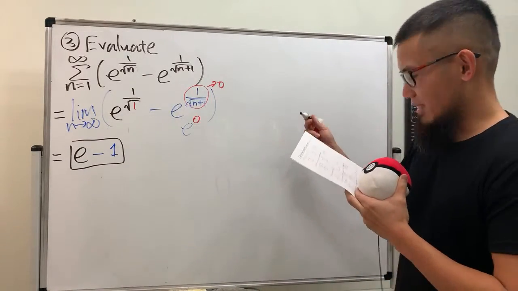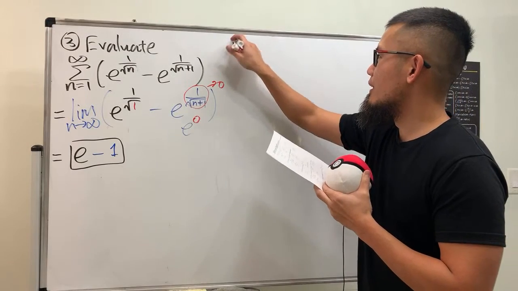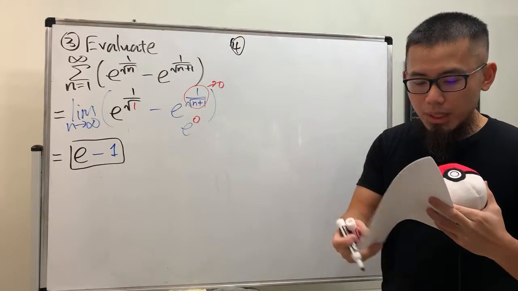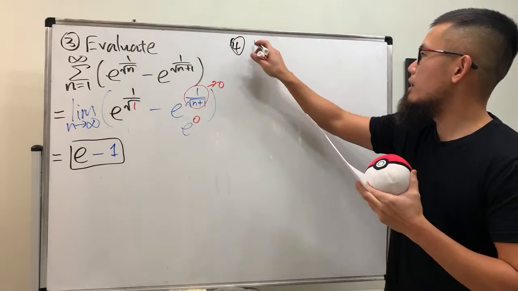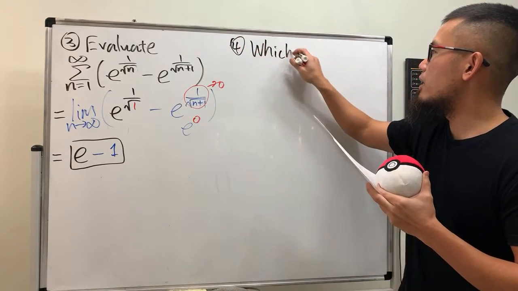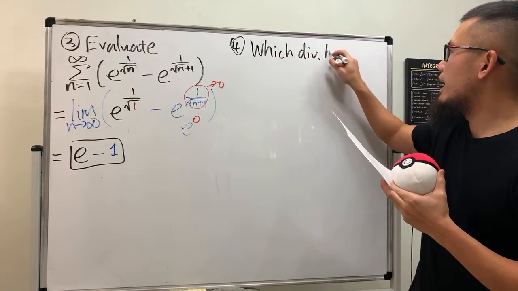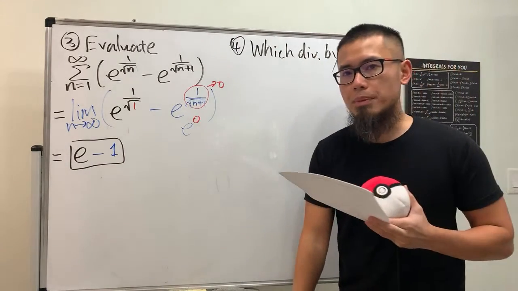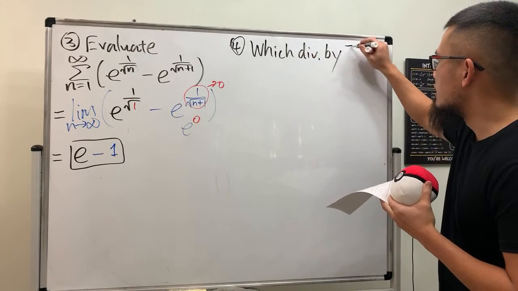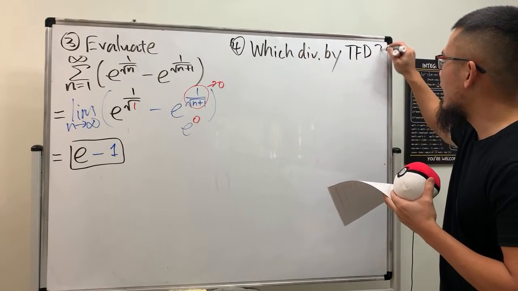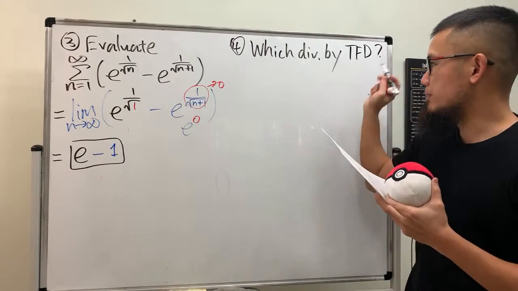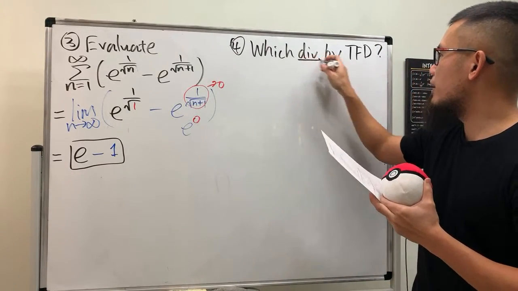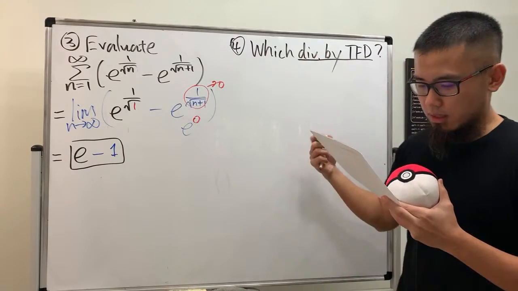Alright, so here's a little fun thing for you guys to think of. Now, number 4, we would like to know which of the following infinite series diverges. In particular, we care that it diverges because of the test for divergence, not because of other reasons. So this is the key part for the selections.